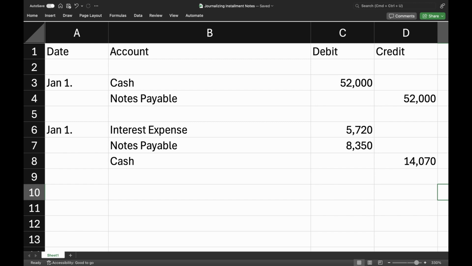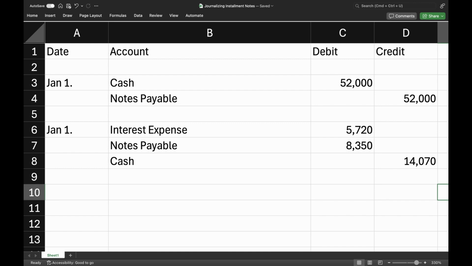It is important to note that while the cash payment of $14,070 is the same every single year, the interest and principal repayment change each year. This is because the carrying amount, or book value, of the note decreases each year as principal is repaid, which decreases the interest. After the final payment, the carrying value of the note will be zero, which indicates that the note has been paid in full.